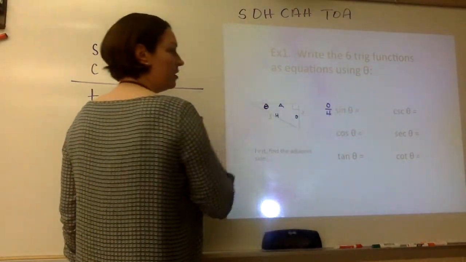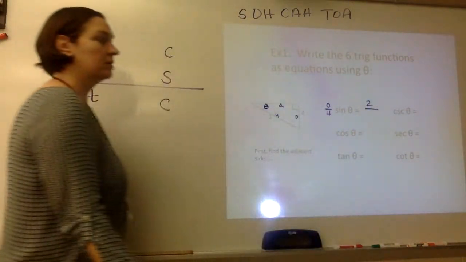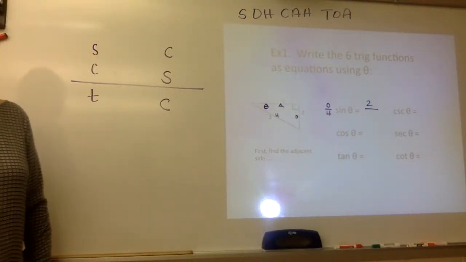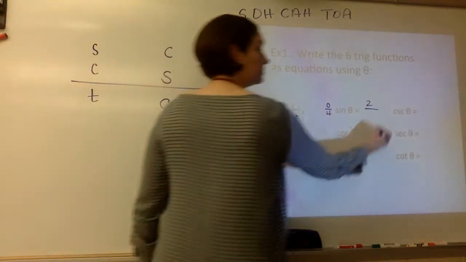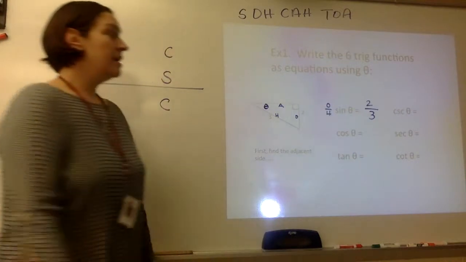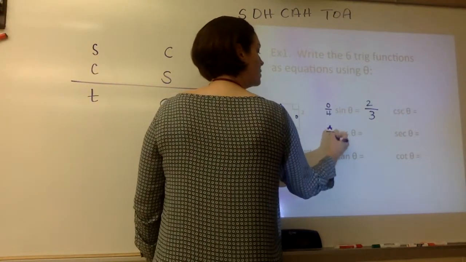So I'm going to come over here. I'm going to say, okay, the O side is 2. What don't I have? Do I have the hypotenuse? Do I know what h is? 3. Perfect. Now I'm going to go to cosine. Cosine is a over h. Do I know what a is?